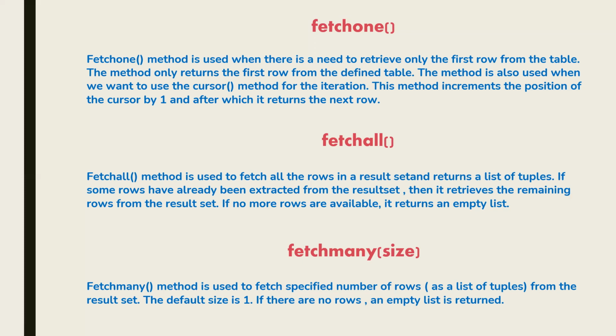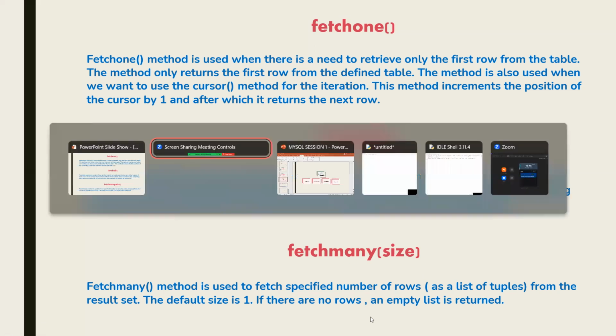If some rows have already been extracted, for example, if you have used fetchone once, then the first record has been extracted. After that, when you use fetchall, then from the second record till the last record, that is, all the remaining rows from the result set will be retrieved. And in case there are no rows available, then it will return an empty list. So first of all, before moving further, let us see the implementation of these two, and then we will move further.